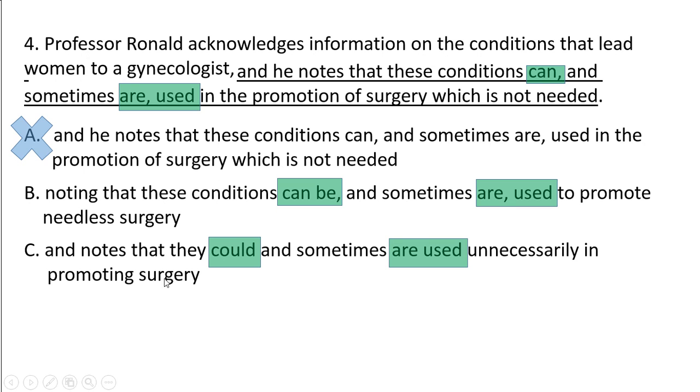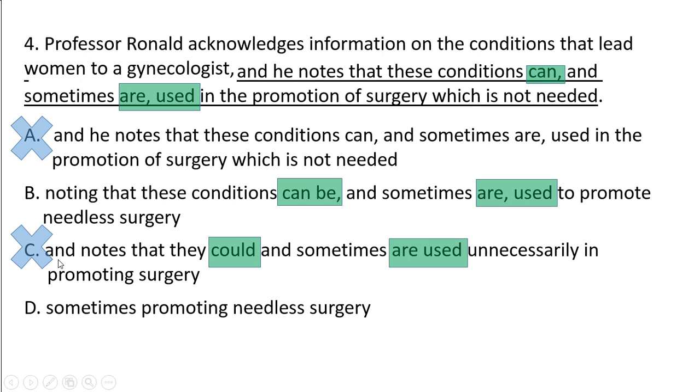So here they means what? Is it talking about the conditions or is it talking about the women? So the sense is not clear. That's called the pronoun issues. We can eliminate C. Now D.